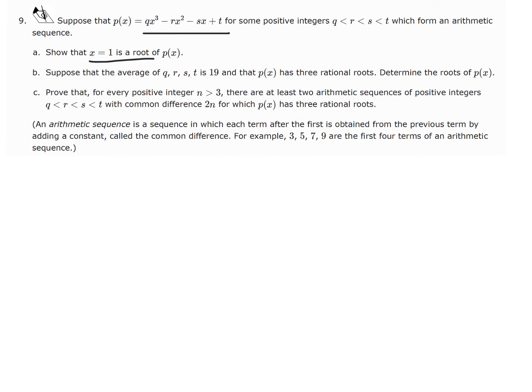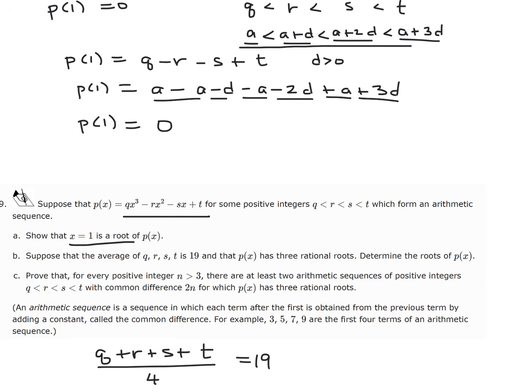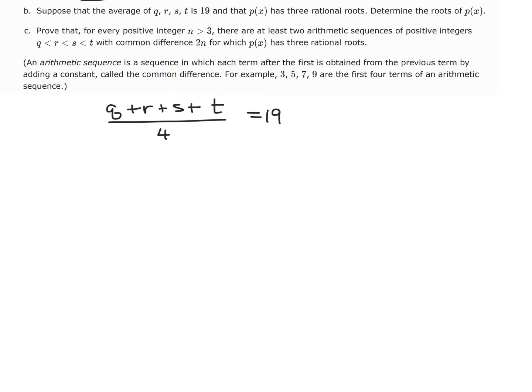Part B. Suppose the average of q, r, s, and t is 19 and that p at x has 3 rational roots. Determine the roots of p at x. Okay. So q plus r plus s plus t divided by 4 is equal to 19, according to what they've told me. So let's plug in these values, right? The values that make them an arithmetic sequence. So it'd be a, a plus d, a plus 2d, a plus 3d. And that's divided by 4 is equal to 19.